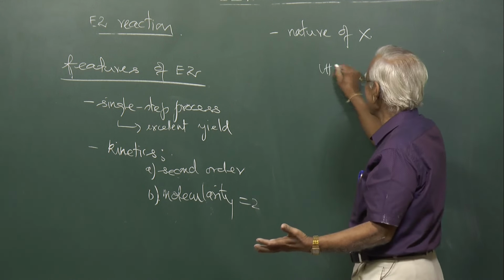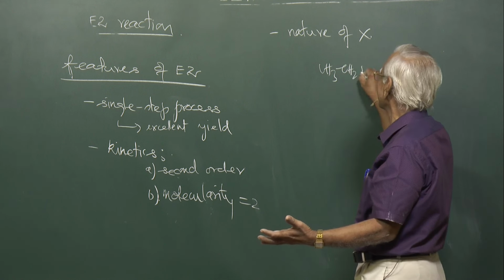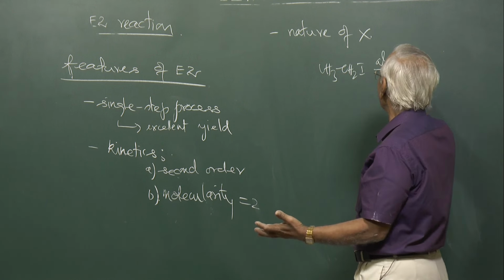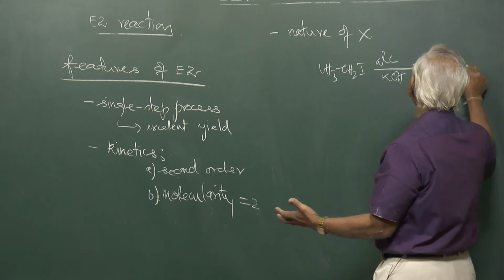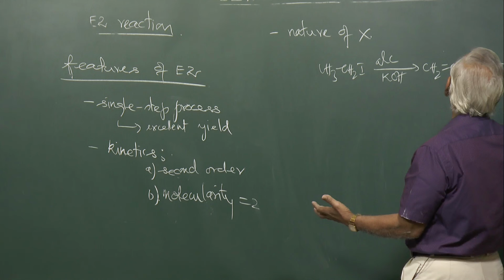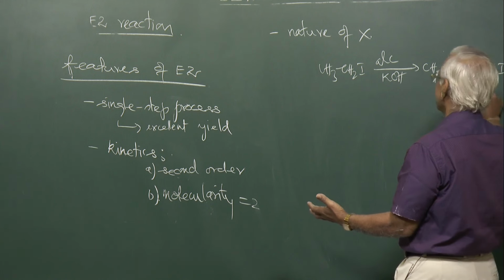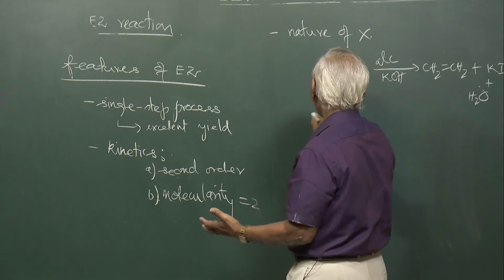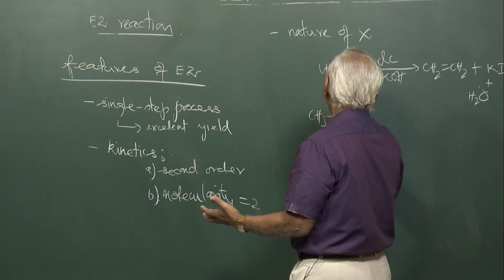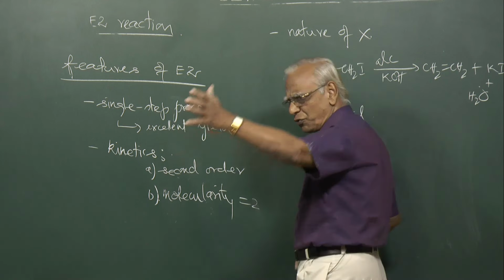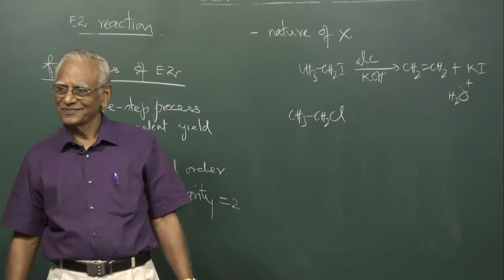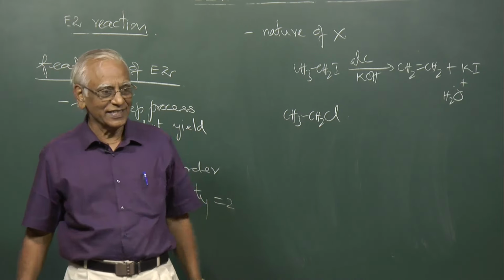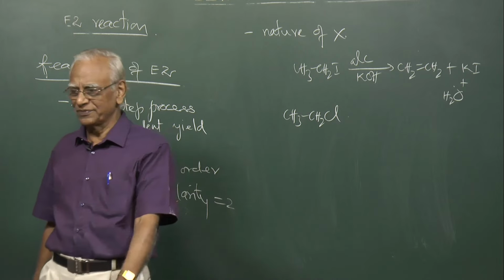In one case, I take iodoethane with alcoholic KOH. I get ethene, plus potassium iodide plus water. In another case, I take chloroethane. Generally, fluorides are not used. I told you fluorides are useless compounds. Preparation itself is a tougher job, highly explosive.